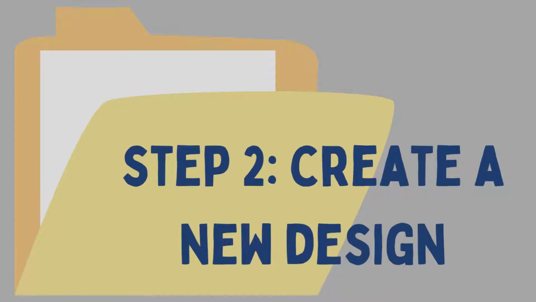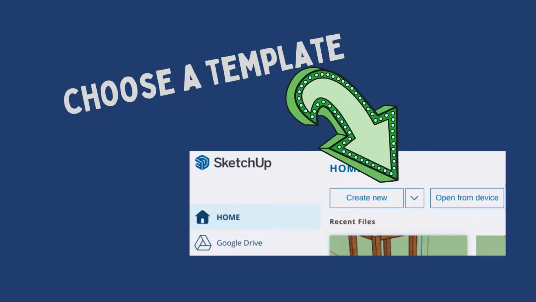This section will go over the basics of setting up a new file or design in SketchUp. Once your screen loads, you'll have the option to create a new file or open a previous design from your device or drive. When you click on Create New, you'll get a drop-down list of templates to choose from.